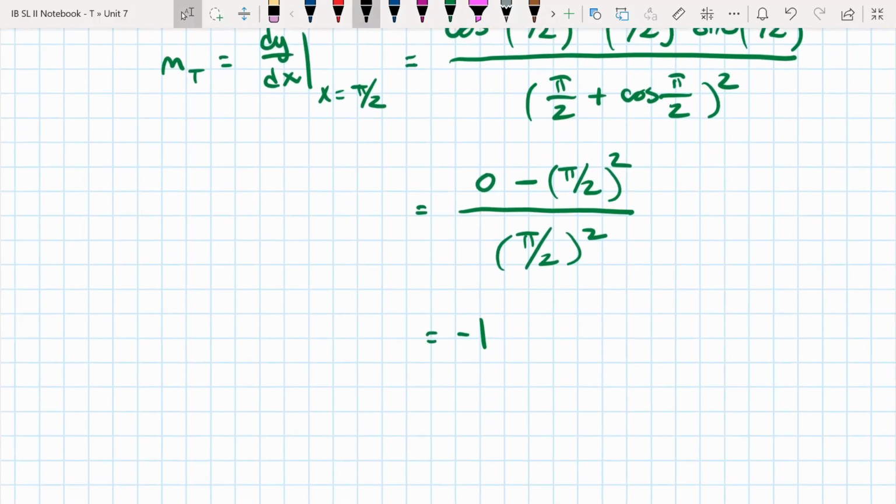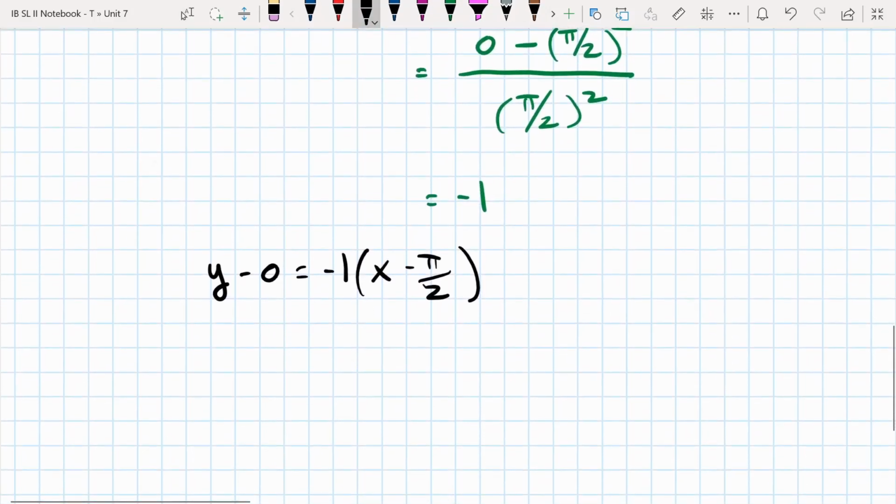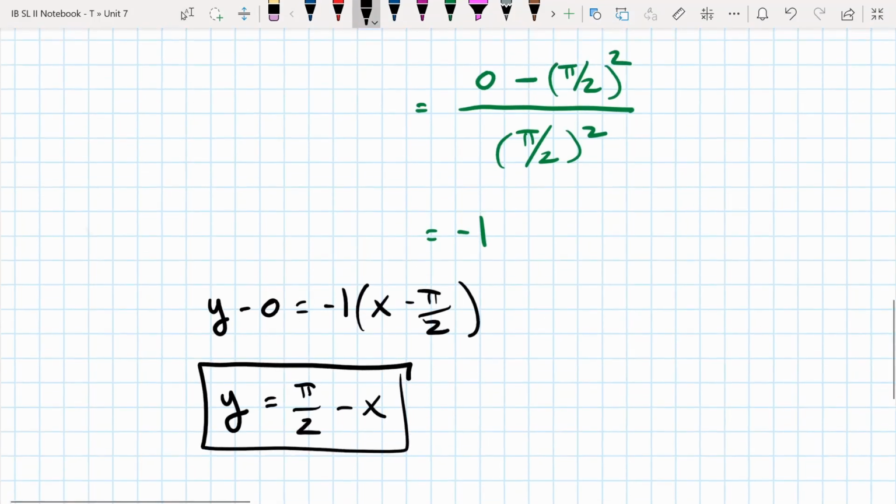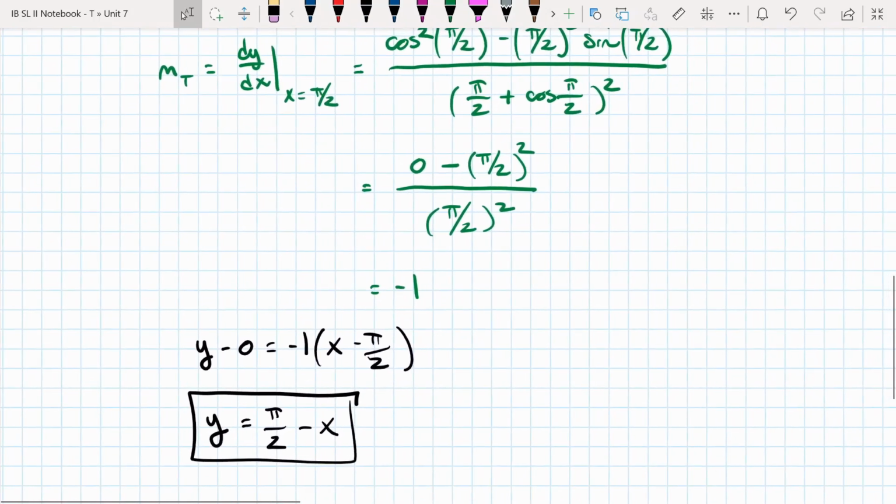And so the equation of the tangent line, y minus y1, which is 0, is equal to our slope, negative 1, times x minus pi over 2. You can leave your answer like that. You could also simplify it a little bit. So this becomes y equals, 0 goes away, pi over 2 minus x. And let's leave our answer like that. Okay, and so that's how we find the slope of the tangent line. If we wanted to find the slope of the normal line, we would just find the opposite reciprocal of the slope of the tangent line. Okay, that's the only difference.